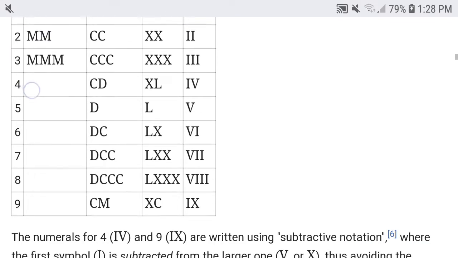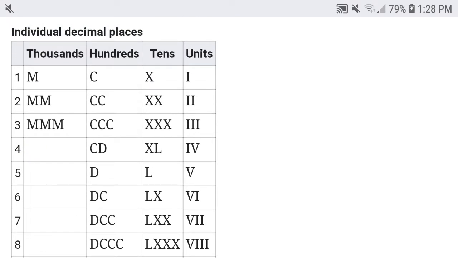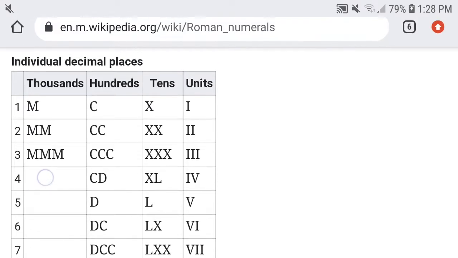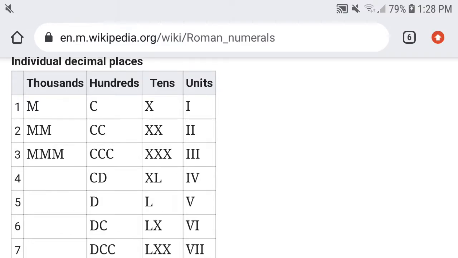Yeah, it's interesting over here, right? Like the 4 in thousands. What about this? Will it be MMMM, right? It's weird, right? How do people count more than 3,000? Like 3,999. Yeah, 3,999. Then what about 4,000? It's quite interesting as well.